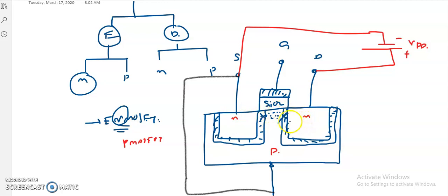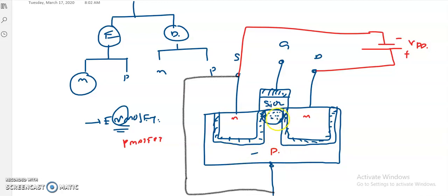Okay, so now if you want to accumulate the group of electrons in this region, why? Because the electrons are nothing but minority charge carriers of this substrate. Why? Because here the substrate is a p-type, and from this p-type substrate we have to gather the minority charge carriers, those are electrons, in this place.